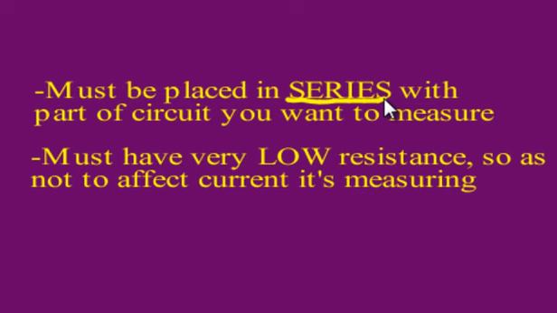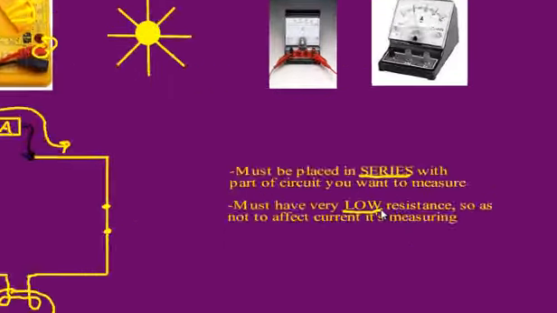So because we don't want our measuring device to affect our measurement, this time, because the ammeter is part of the flow and there's only one path, we actually have to make the ammeter have a very low resistance, right? So ammeters are designed to have a very low resistance, so as not to affect the flow.